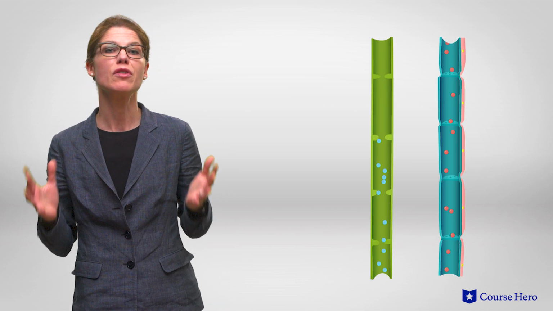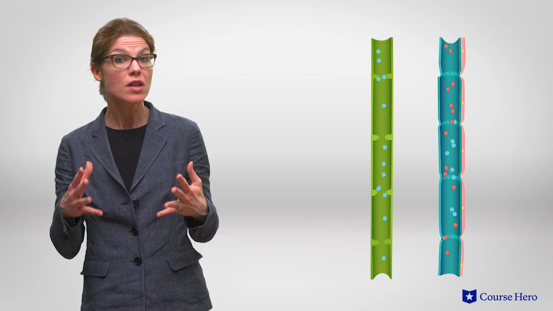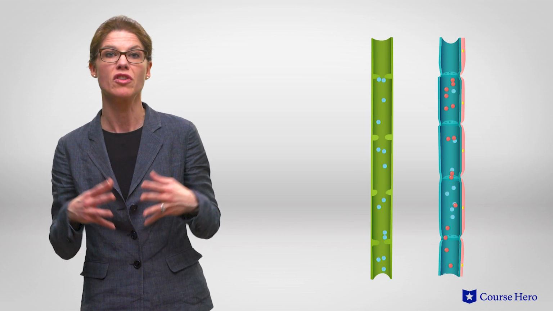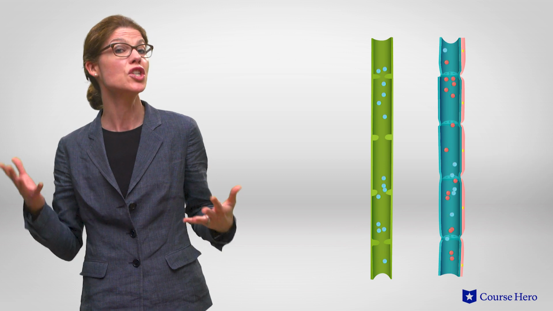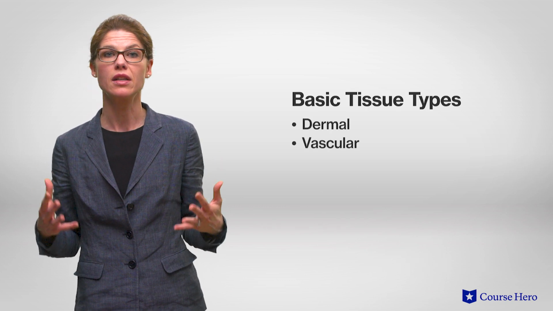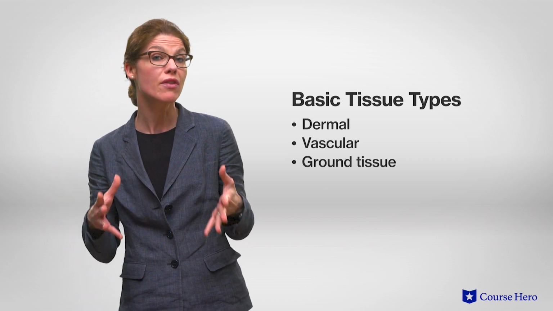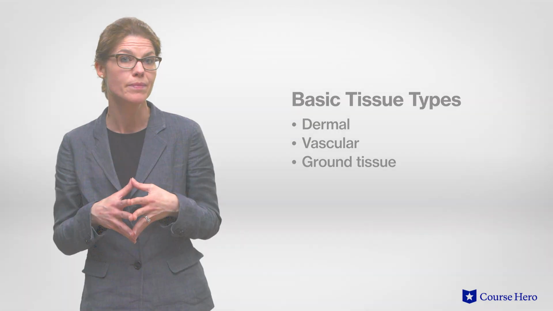Together, the xylem and phloem make up the vascular tissue system of a plant, and they're responsible for long-distance transport of materials between the roots and shoot systems. The plant cell types that we just looked at are organized into three basic tissue types: dermal, vascular, and ground tissues. Each tissue type performs specific functions to maintain plant health.